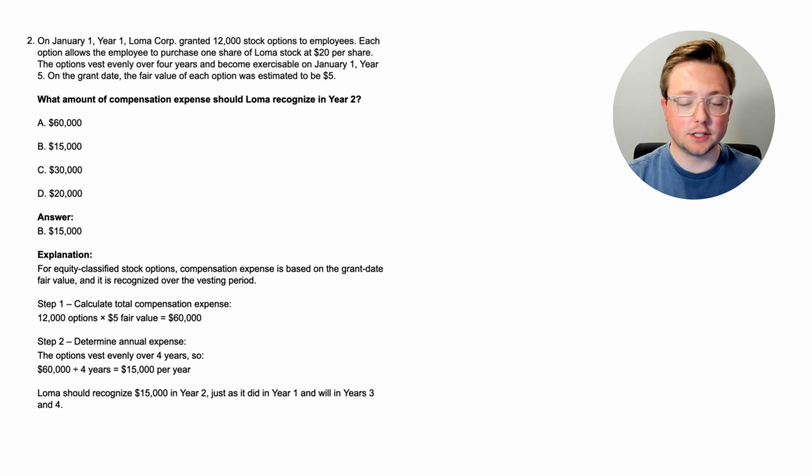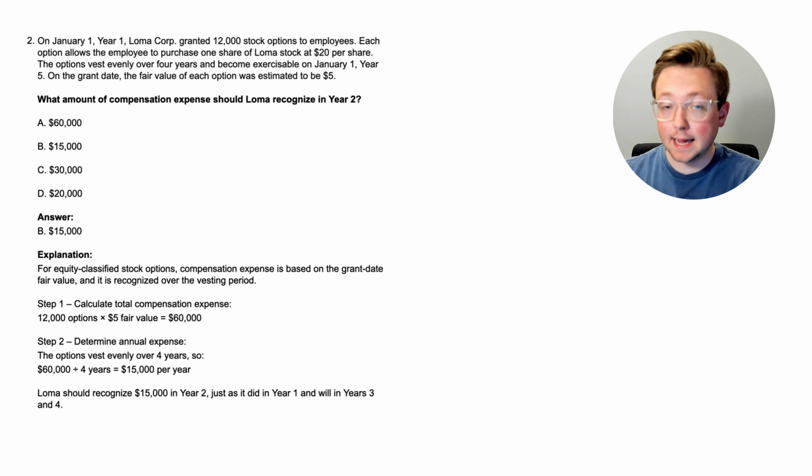Again, very simple. This is basically just the next step after what we did in question 1. For equity classified stock options, compensation expense is based on the grant date fair value, and it is recognized over the vesting period. So again, step 1, you calculate the total compensation expense, which is just the 12,000 options multiplied by the $5 fair value at the grant date, and that's $60,000.